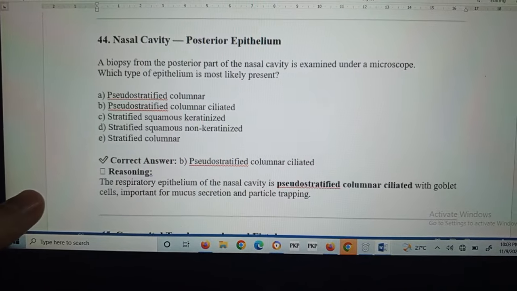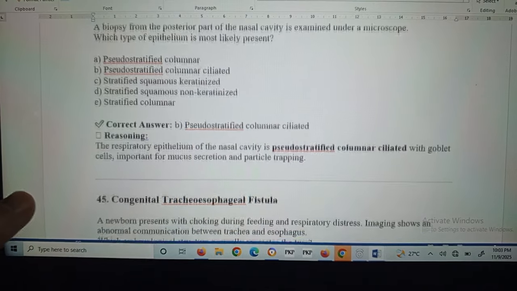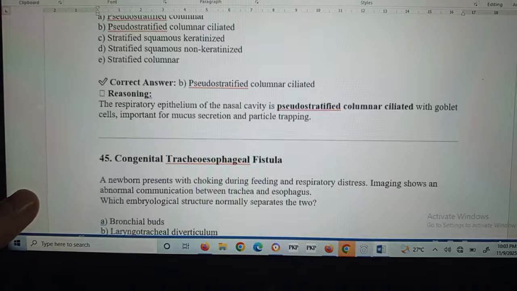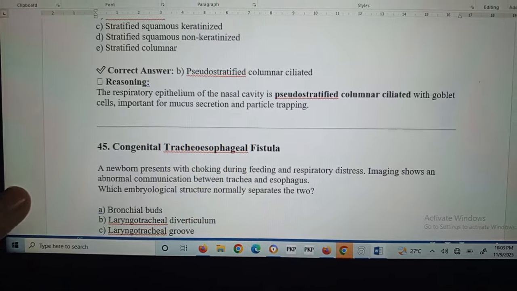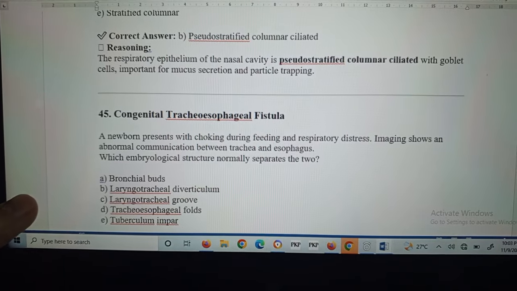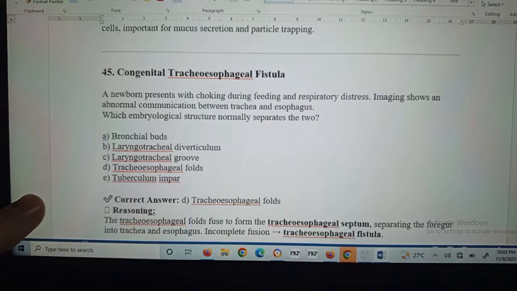Question number 44. A biopsy from the posterior part of the nasal cavity is examined under a microscope. Which type of epithelium is most likely present? Pseudostratified columnar ciliated. The respiratory epithelium of the nasal cavity is pseudostratified columnar ciliated epithelium with goblet cells, important for mucus secretion and particle trapping. Sometimes goblet cell function is also asked in the viva.